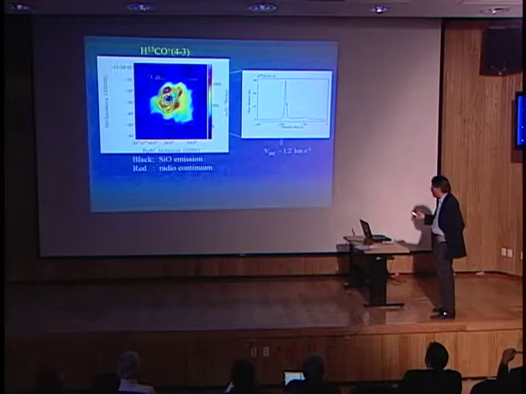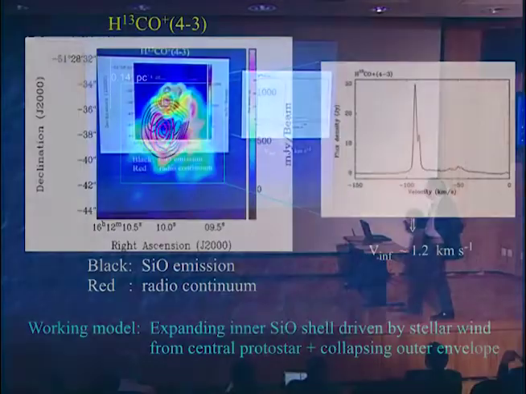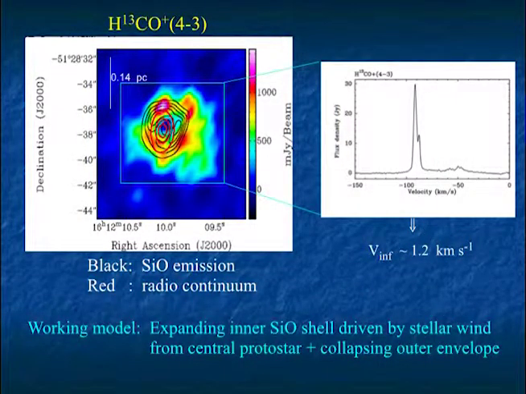So the current picture that we are discussing is the following. It's an expanded SiO shell driven by a stellar wind from a central protostar, the stellar wind that Ed was talking about, plus a collapsing outer envelope. So we really here have a Class 0 object, wonderful. I think it's very clear.